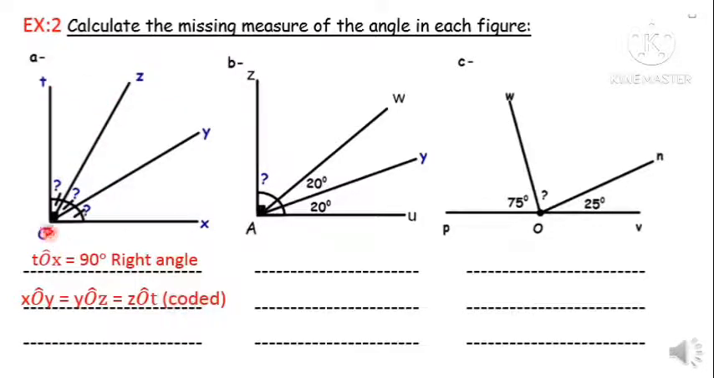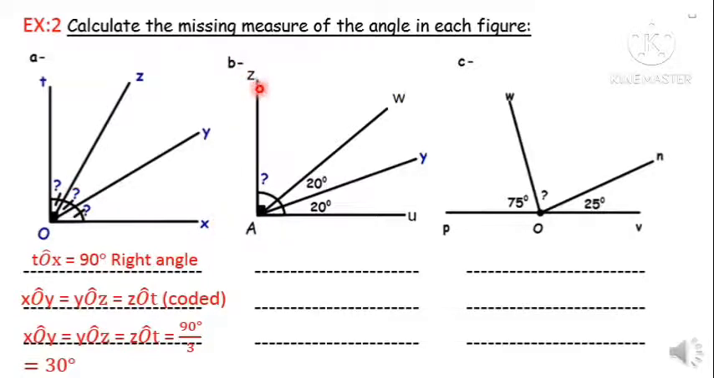So XOY is equal to YOZ is equal to ZOT. Why? They are coded, they are given. So together they are 90. So what is the measure of each one? 90 divided by 3 gives me 30 degrees. So here it's 30, here is 30, and here it's 30.